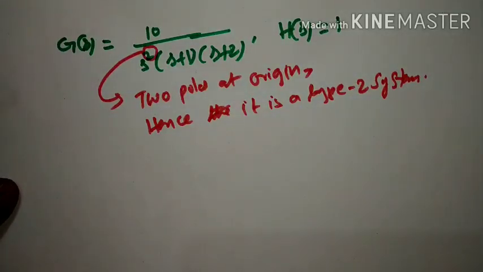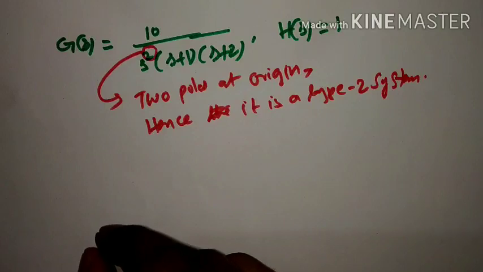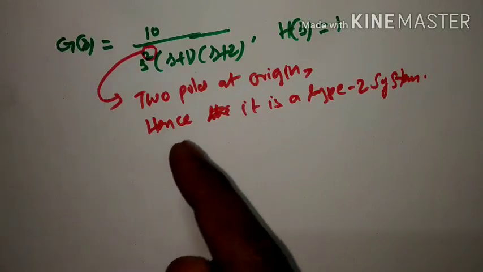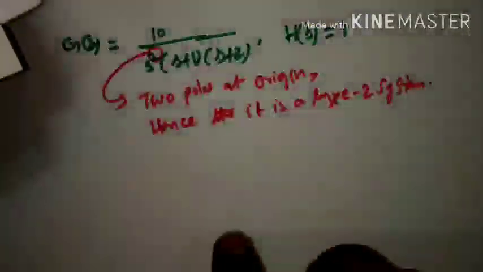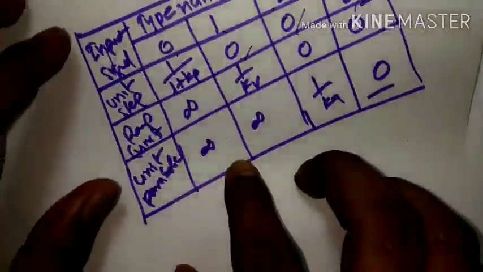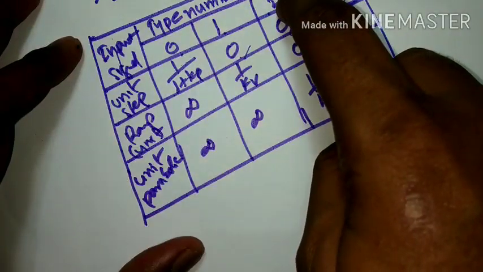So in systems with type 2, the acceleration input will give a constant steady state error. Just see that. You have to find what type of error signal that is. I have already given this here. So what is your type 2 system? Where is the type 2 system? This is the type 2 system.